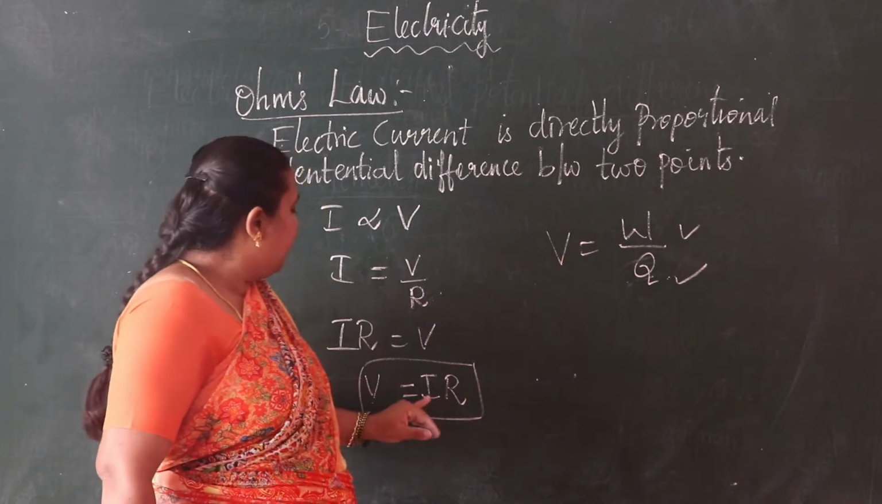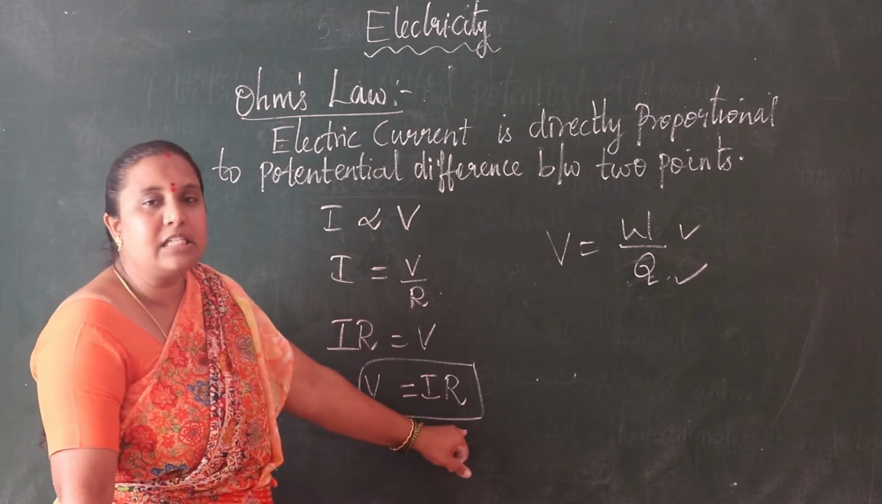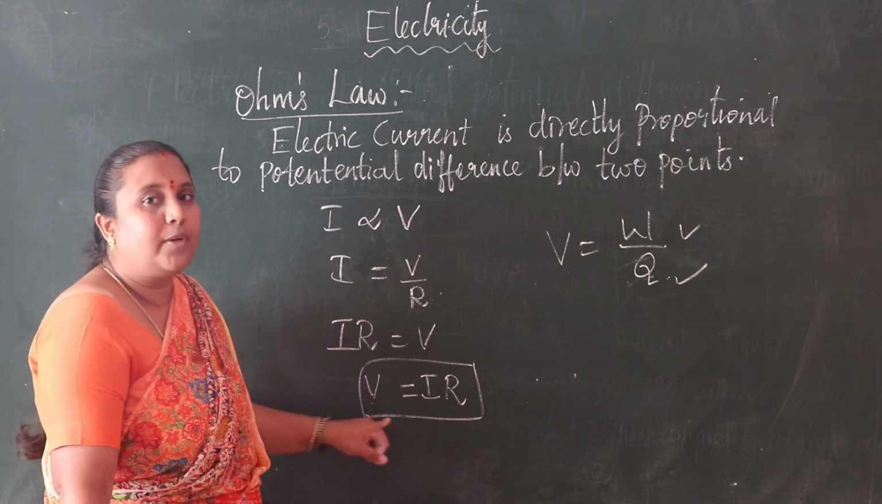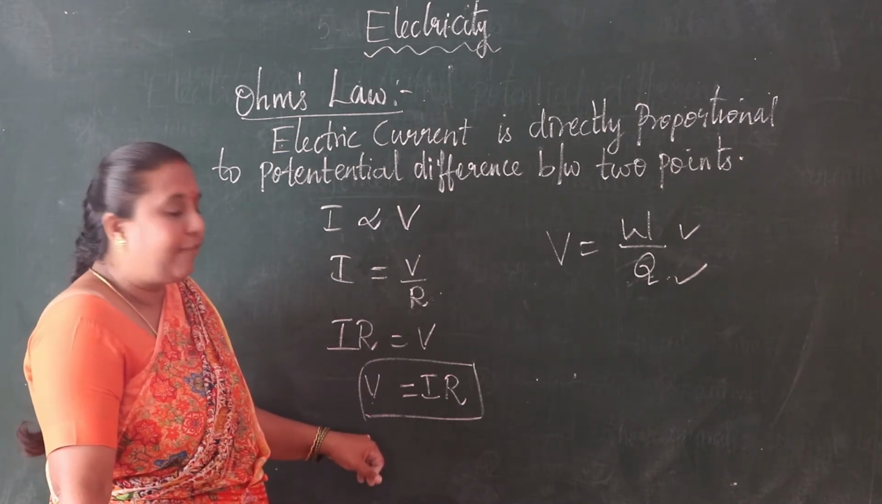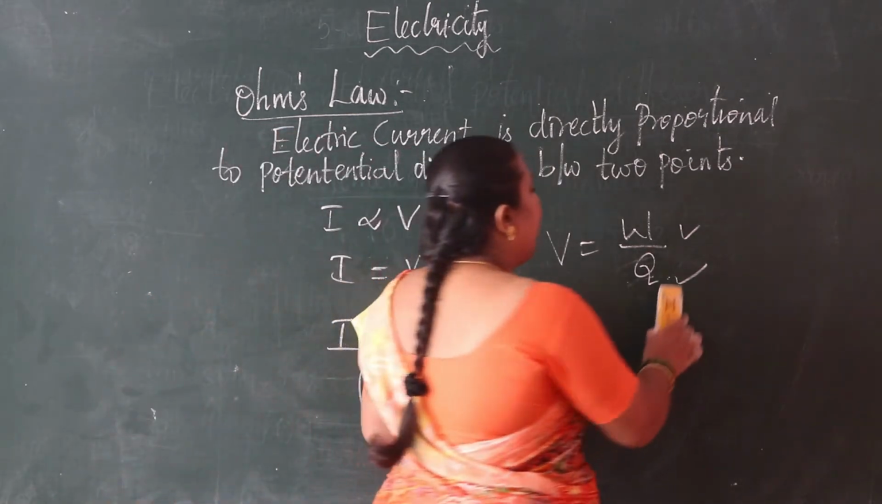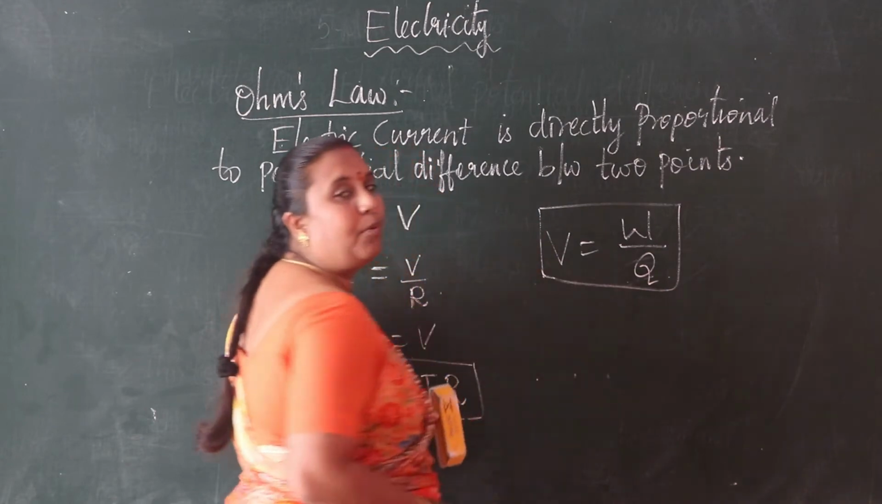Okay, if electric current, the flow of electric current, and resistance R are given in the question, we should use the formula to find the potential difference between 2 points. The formula is V equals IR. So keep it in your mind. We have two formulas to find the potential difference between 2 points.